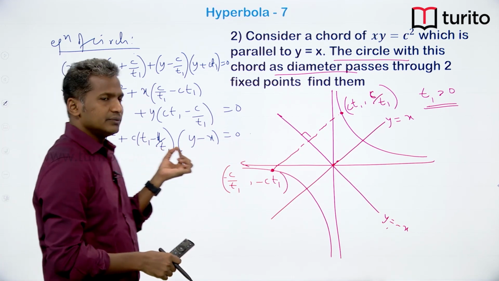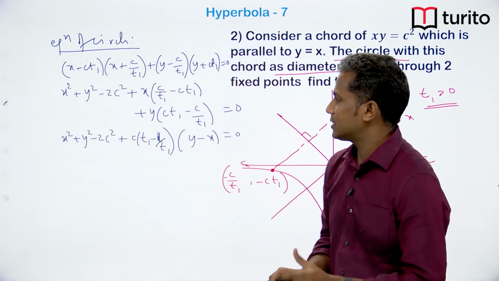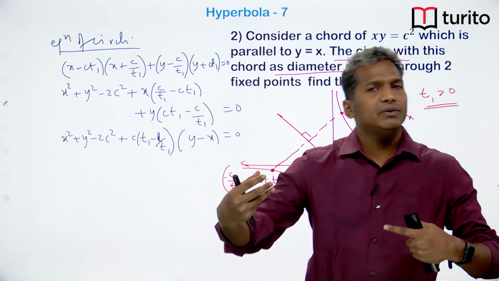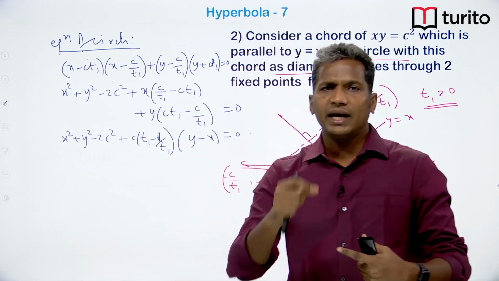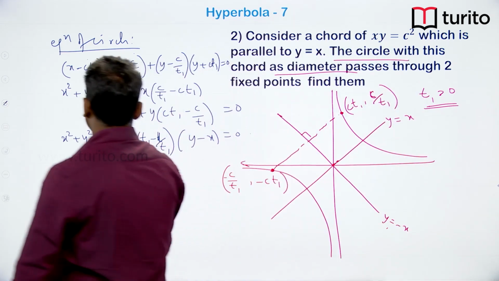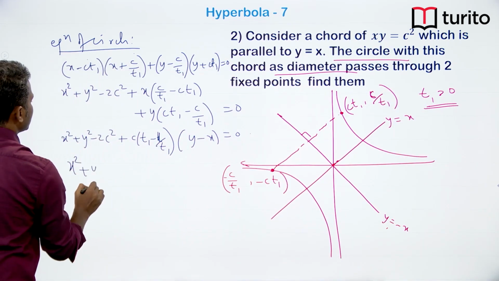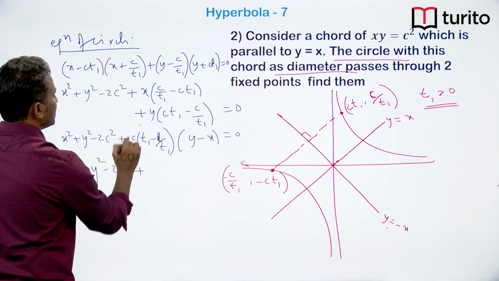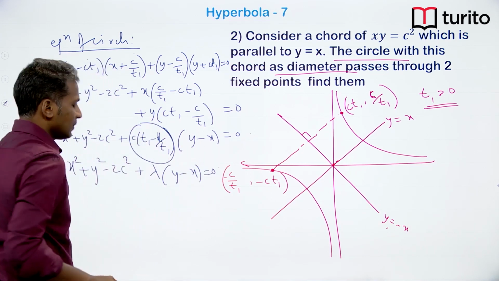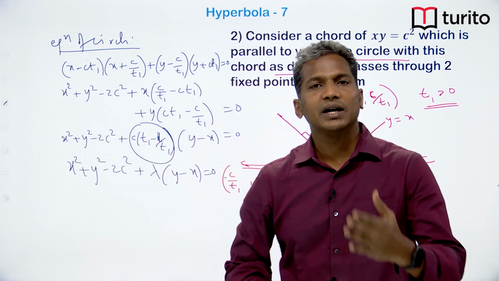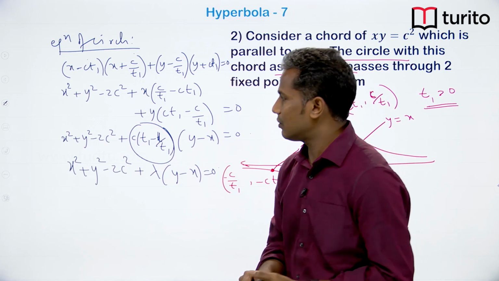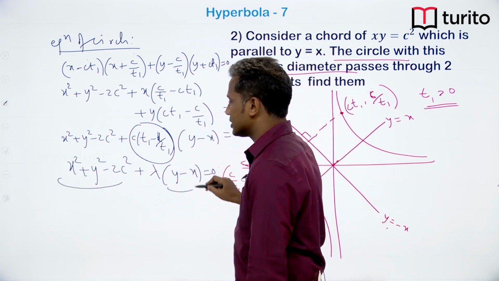Now here if we observe, x and y are the natural variables and t is the parameter. So t1 is parameter, so that means 1 by t1 is also parameter. So if I take t1 minus 1 by t1 as my new parameter, which is lambda, then it looks like x square plus y square minus 2c square plus c lambda into (y minus x) equal to 0. So what is this giving us? It is giving us family of circles passing through the points of intersection of this circle and also this line.